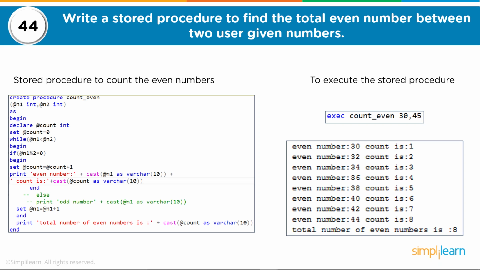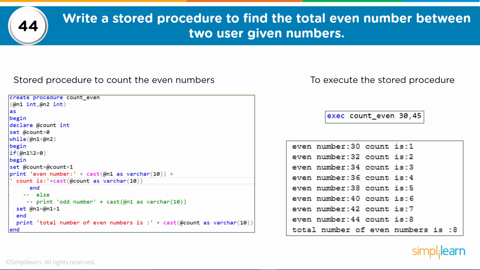And then we have while n1 is less than n2, we're going to begin. And if n1 remainder 2 equals 0, so we're going to divide it by 2, even number, begin. We're going to set the count equal to count plus 1. We're going to print even number plus cast n1 as varchar 10 for printing. Count is plus cast variable count as varchar 10, end. Else print odd number plus cast variable n1 as varchar 10. And then we go ahead and increment our variable n1 up by 1.